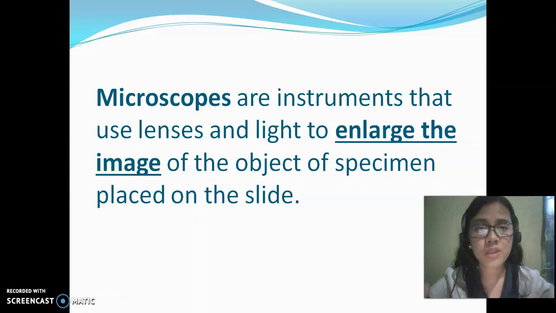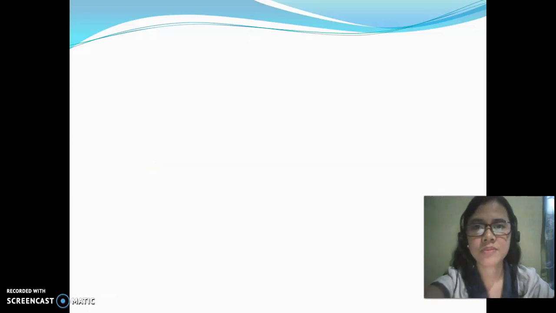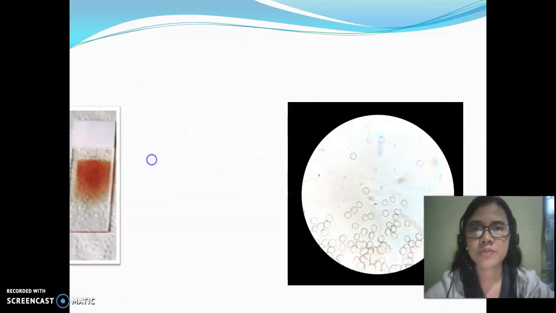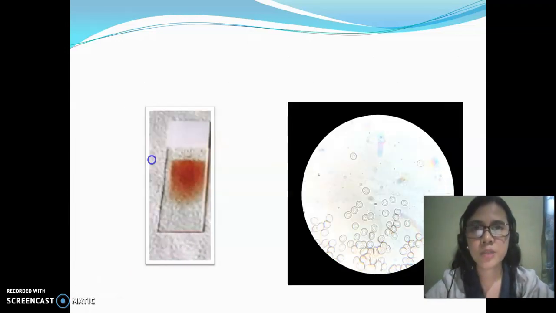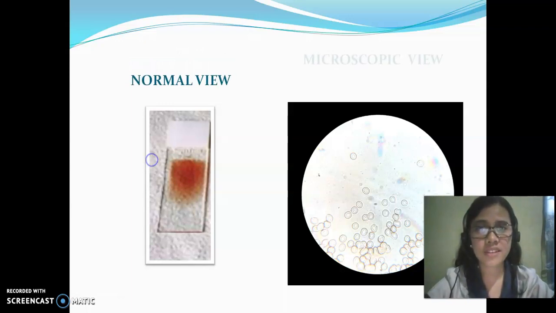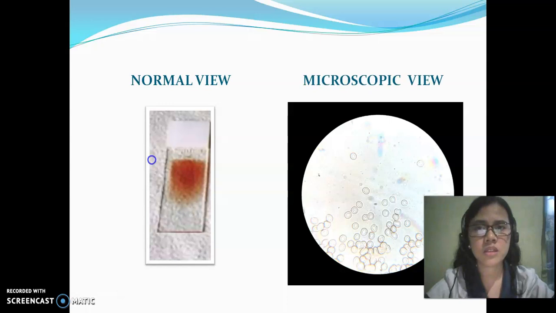Microscopes are instruments that use lenses and light to enlarge the image of the object or specimen placed on the slide. For example, on the left is a picture of blood smeared onto a slide. On the right is a microscopic view of it.